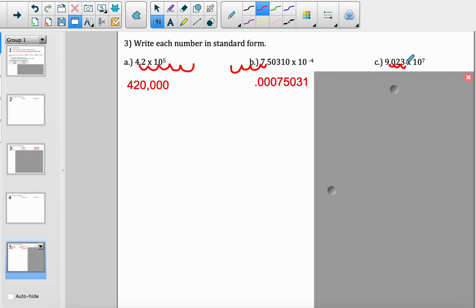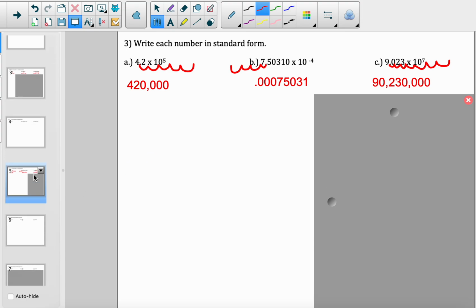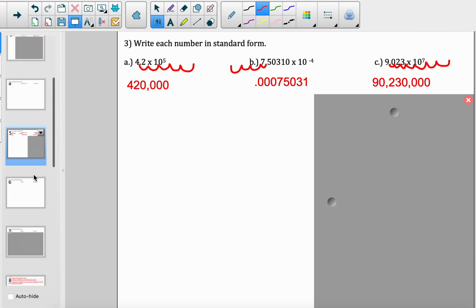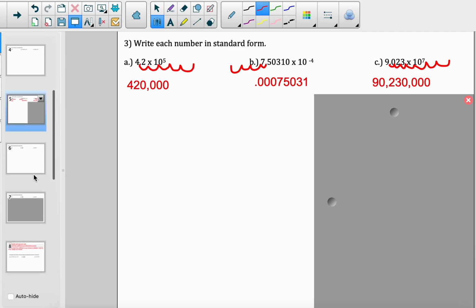1, 2, 3, 4, 5, 6, 7. So how many of those place value spots don't have values? 1, 2, 3, 4 spots that would need zeros behind it. So that is the instruction that you need for going back and forth between standard form and scientific notation.